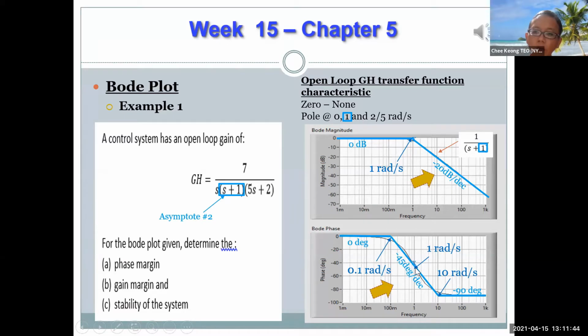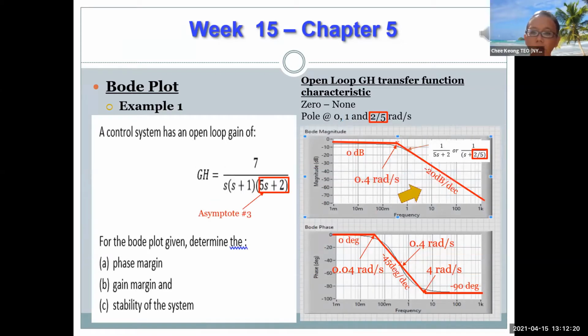But for the phase plot, we have to look not only at 1 radian, but also at 10 times, which is 10 radian, and divided by 10 times, which is 0.1 radian. That is 1 decade down, 1 decade up, right? So the phase will start at 0, start turning at 0.1 radian, hit minus 45 degrees at 1 radian, and then go all the way up to 10 radian, where it hits minus 90 degrees and flattens. So basically, this is for the 1 over s plus 1 term. Okay. Now the next slide will show you the 1 over 5s plus 2.